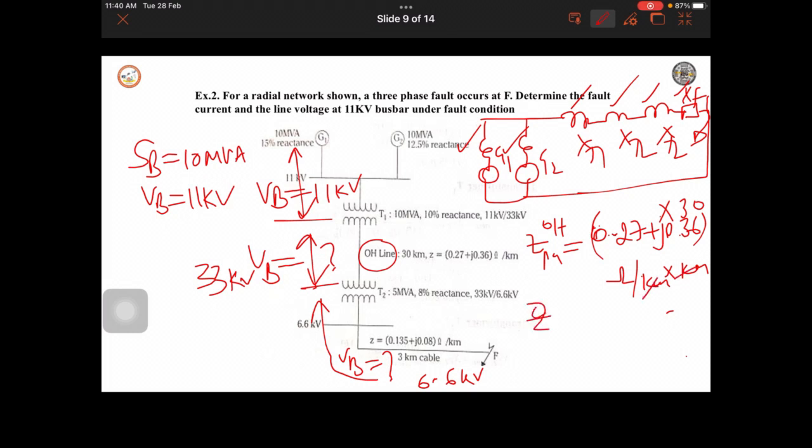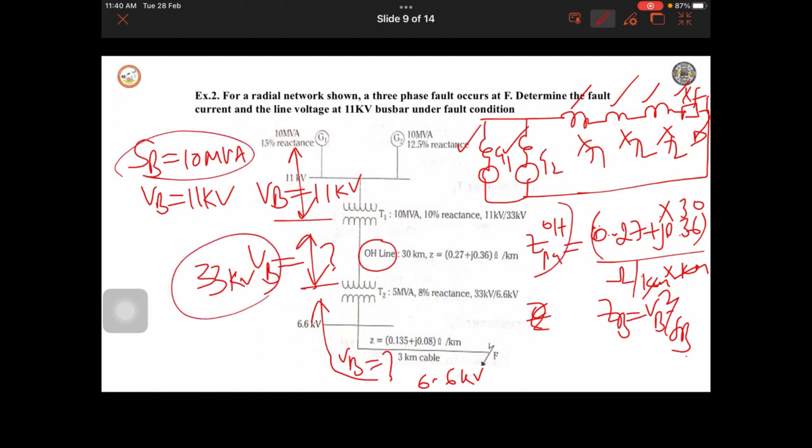Per unit value is actual value divided by base value. ZB is VB square by SB. Here VB is known, 33 kV, SB is also known. So, by knowing that you can find the per unit value of impedance of the overhead line. Similarly, for the cable you can find the per unit value of impedance. You can write all this in the reactance diagram as shown. By knowing this, you can find the short circuit current.